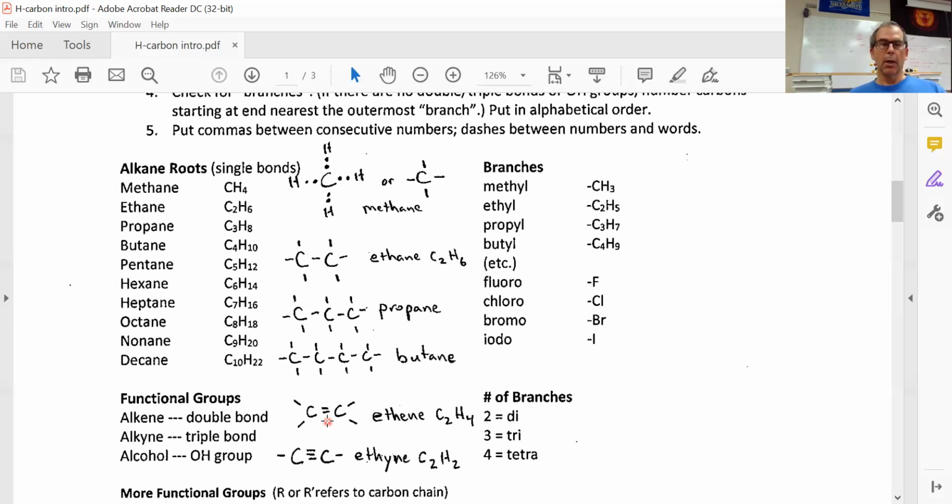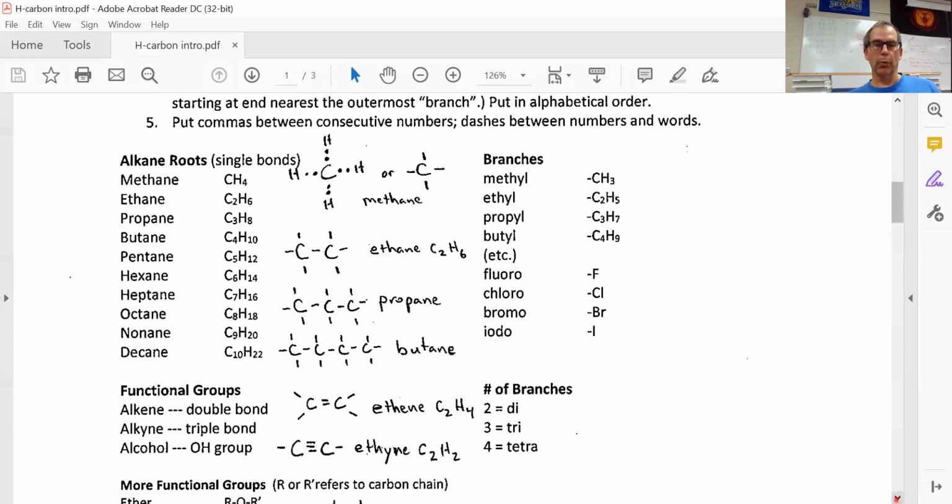So if ethane is all single bonds, and ethene includes a double bond, then an alkyne would include a triple bond, and that would be this one right here: 2 carbons triple bonded to each other, and then there's a hydrogen on each end right here. Another more common name for this is acetylene, used in acetylene torches.